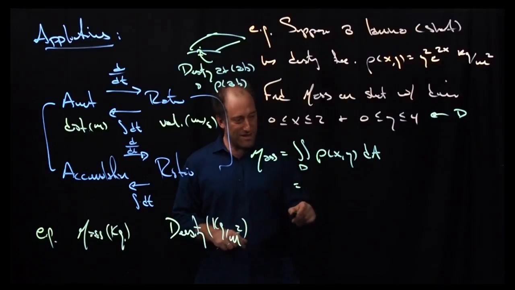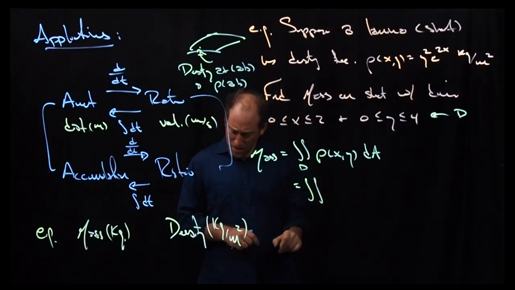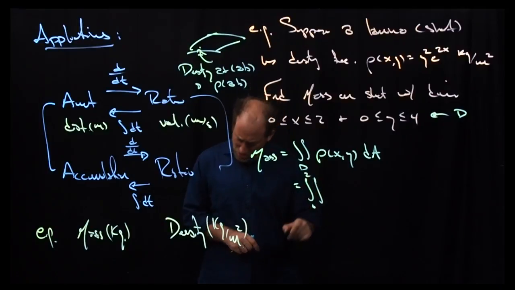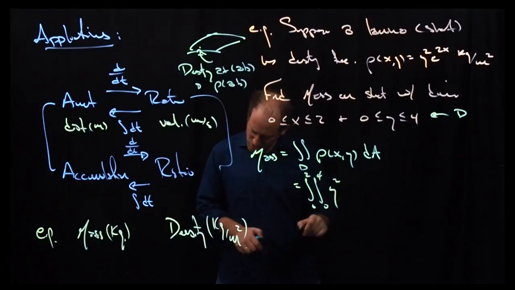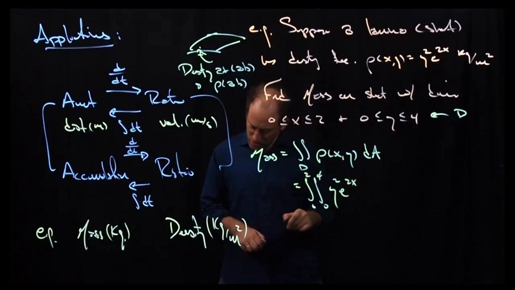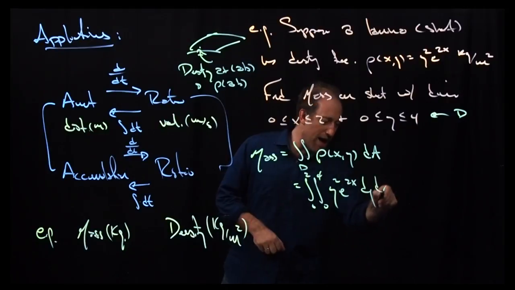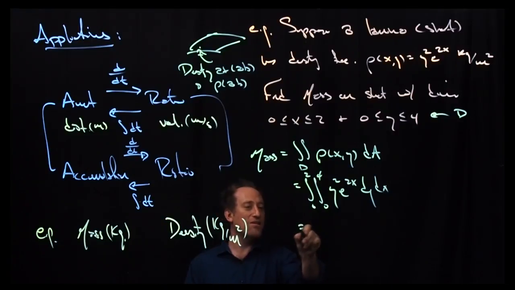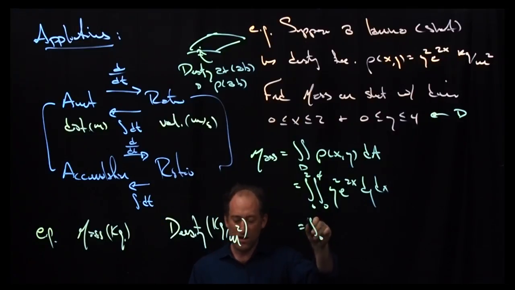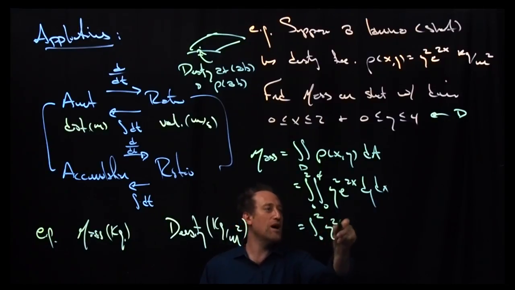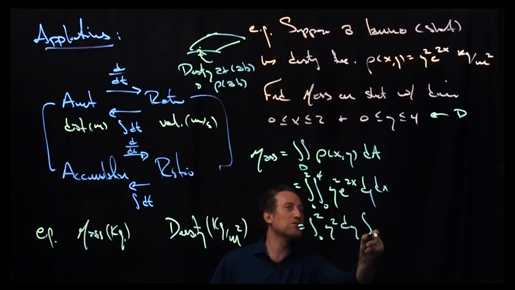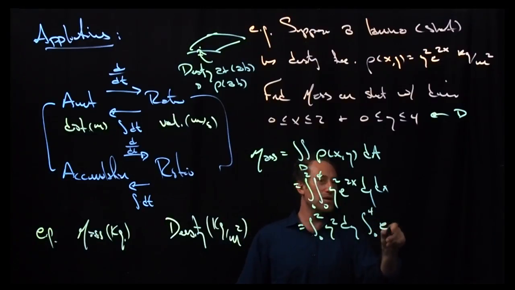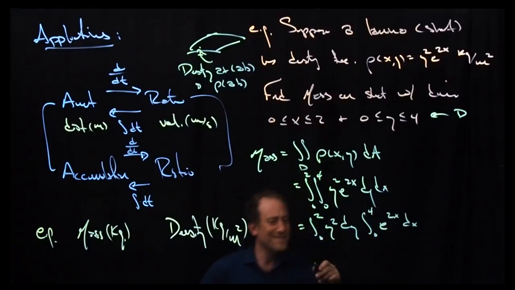So here, then, I get the integral from 0 to 2, integral from 0 to 4, of y squared e to the 2x dy dx. All right, not thrilling, pretty standard fare. I can pull the y through, can't I? This is the integral from 0 to 2 of y squared dy, times the integral from 0 to 4 of e to the 2x dx.